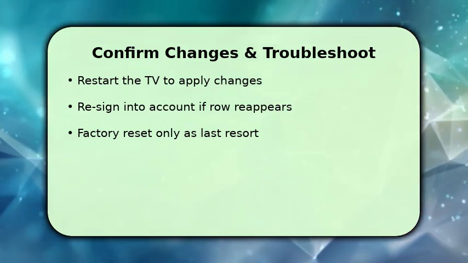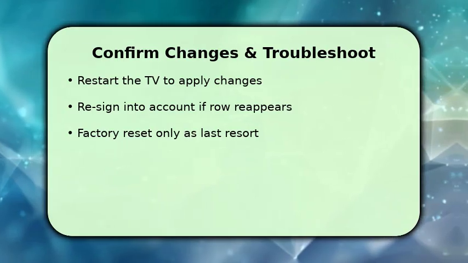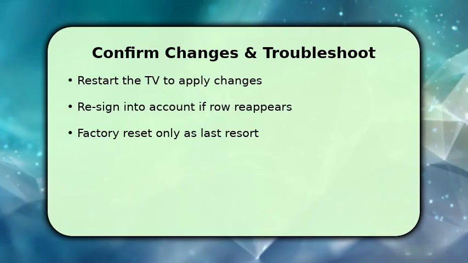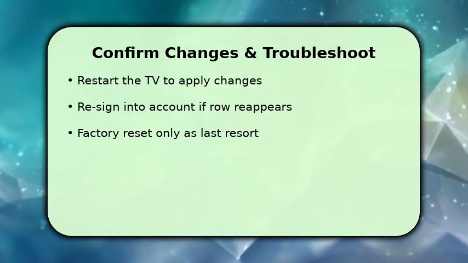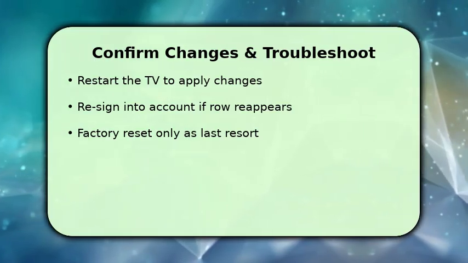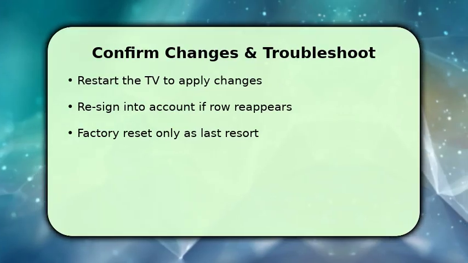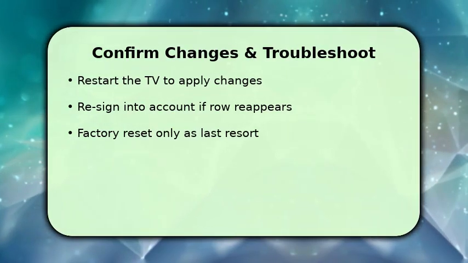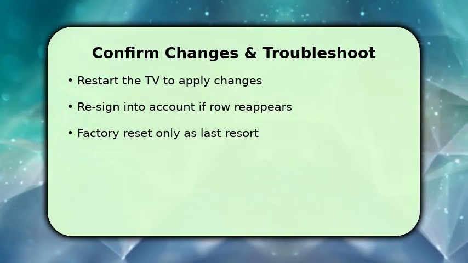If the row returns, sign out of your profile and sign back in, then reapply the hide or personalization settings. Sometimes sync issues cause reappearance. If problems persist, clear the Google App Cache or, only as a last resort, perform a factory reset. If that fails, check Google support for account-specific recommendation policies.